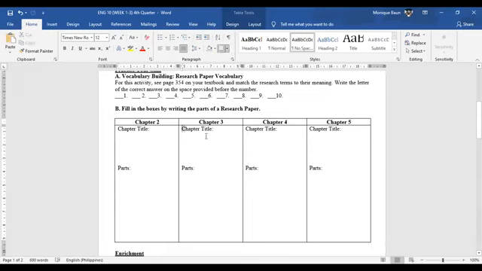Chapter 3, what is the chapter title of chapter 3? And then the parts. Chapter 4, enumerate the parts. Chapter 5, the title, and then the parts. No need to provide the definition, just enumerate.